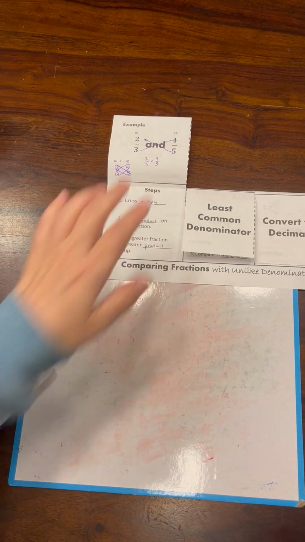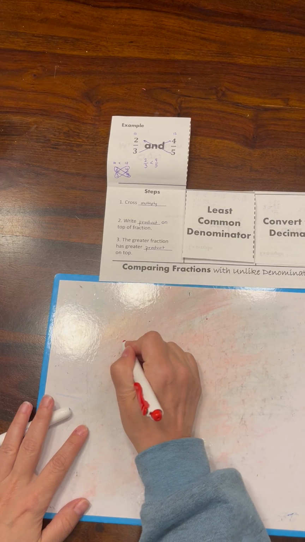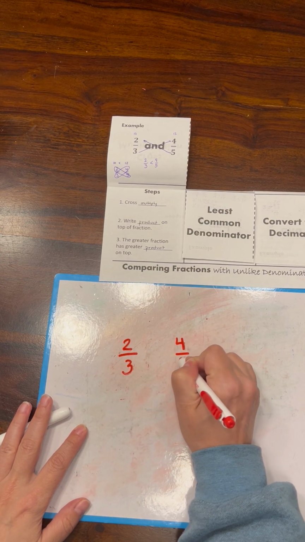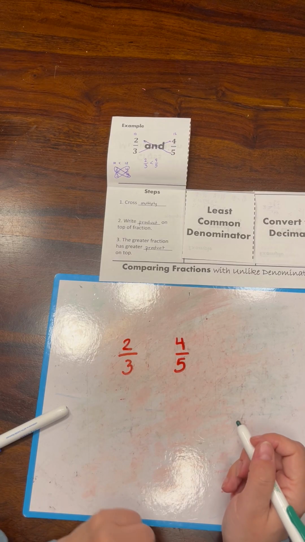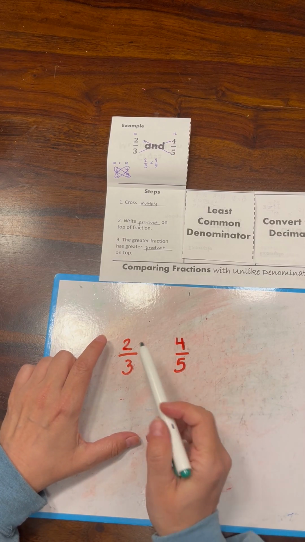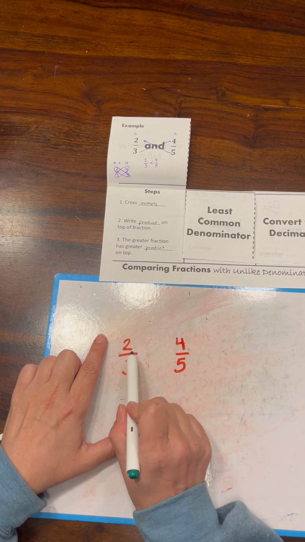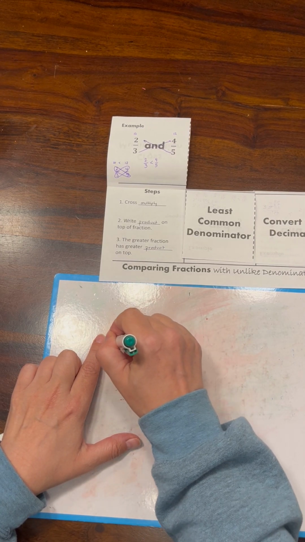All right. So for this one, you have 2/3 and 4/5. This is actually called the butterfly method. I'm going to show you why it's called the butterfly method here for just a second. We are going to make butterfly wings. We're going to start by taking the numerator from the first fraction and swooping down and grabbing the denominator from the second fraction.